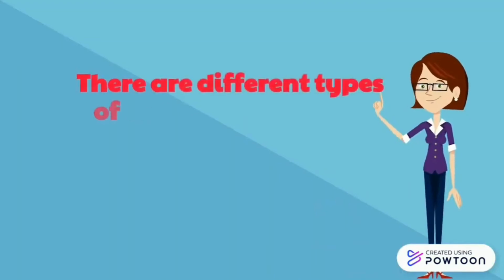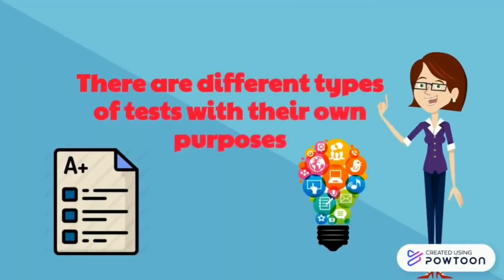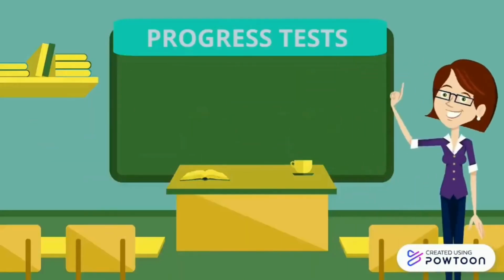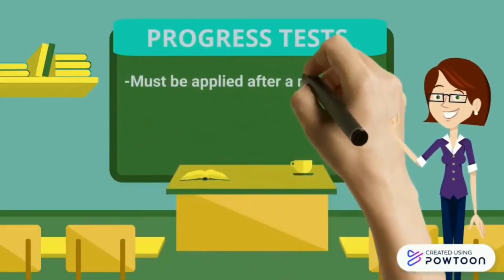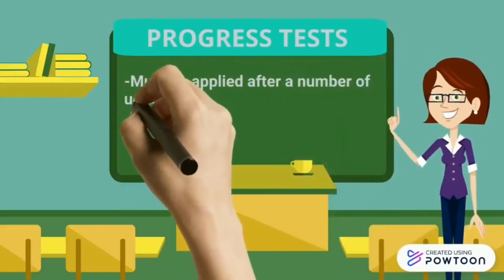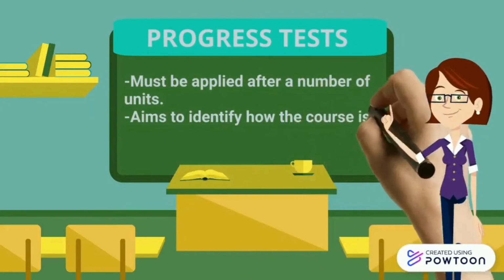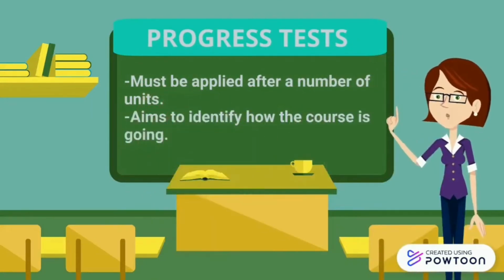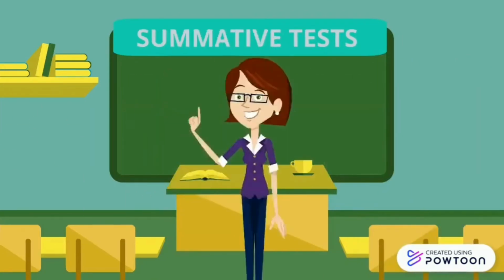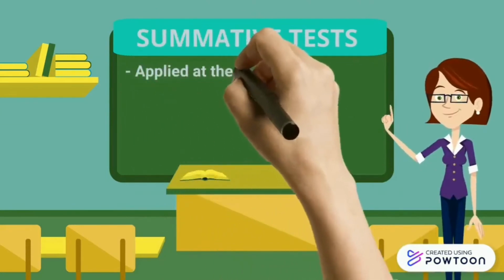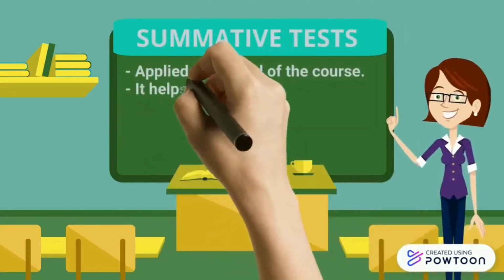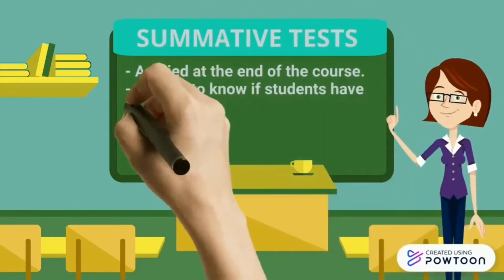There are different types of tests with their own purposes. Progress tests. These tests may be applied after a number of units, at the end of each week or each term. This test aims to identify how well the course or contents are going. Summative tests. They are applied at the end of courses, and their objective is to see if students have achieved their objectives set on the syllabus.